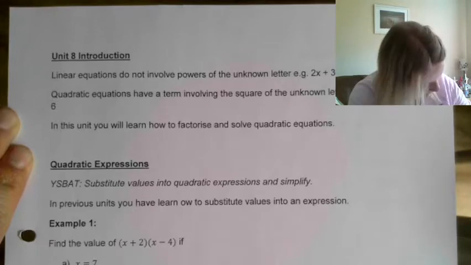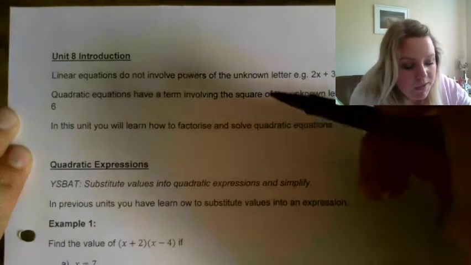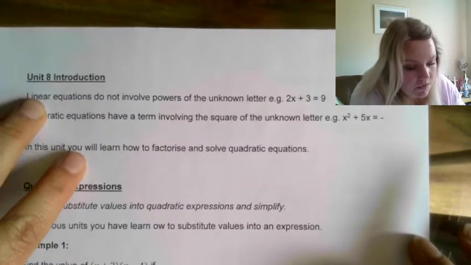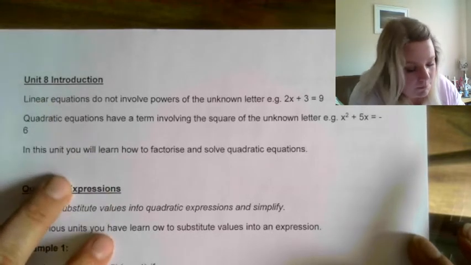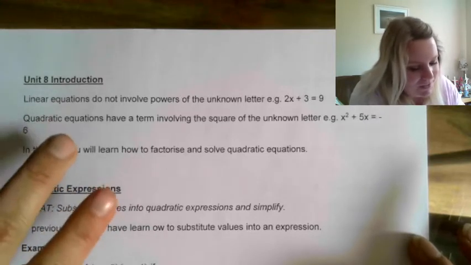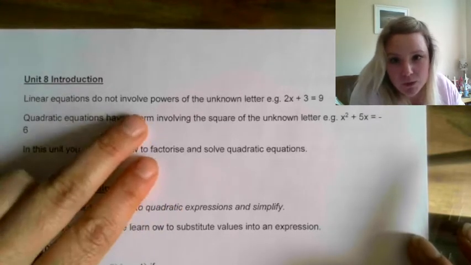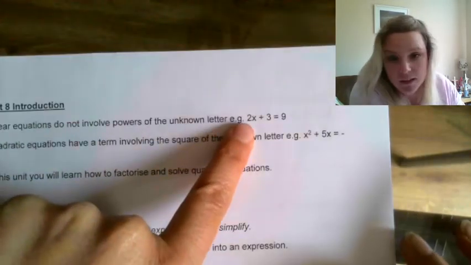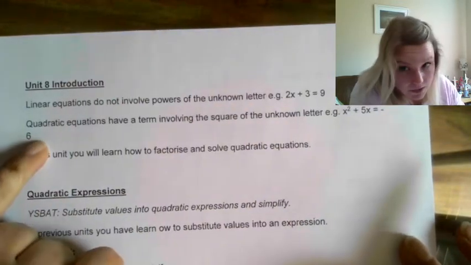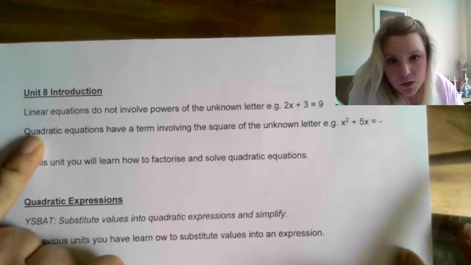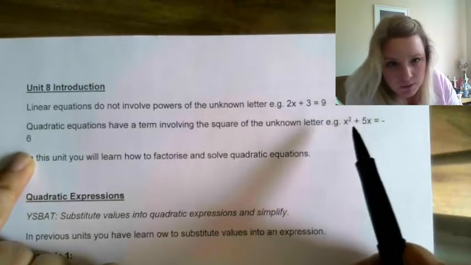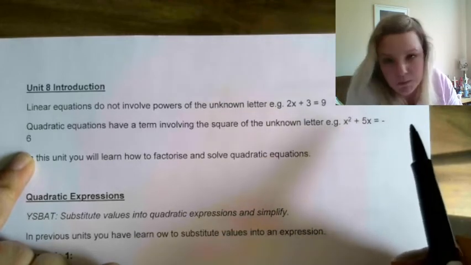So open your notes at page 93, please, and read along with me and fill in stuff that I am filling in here. So this is just our introduction to this whole unit. It'll be a hopefully more succinct way of telling you what's in it than what I have just tried to do. But linear equations do not involve powers of the unknown letter. So like we were saying there, it's just the x on its own. So 2x plus 3 equals 9. Quadratic equations, which is what we are moving on to, have a term involving the square of the unknown letter. Annoyingly, this is like over a line, but for example, x squared plus 5x equals minus 6.